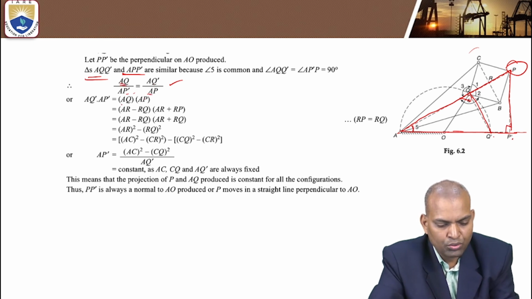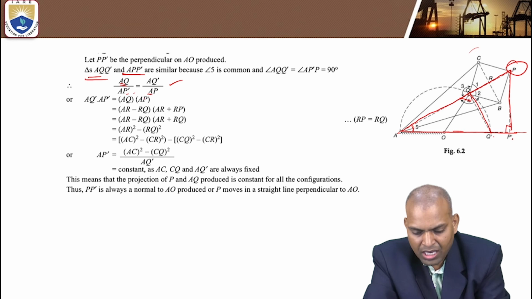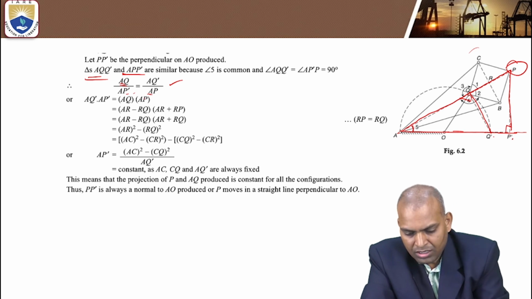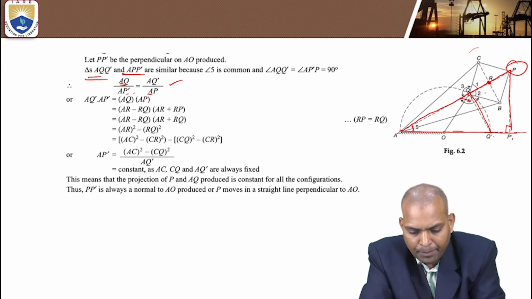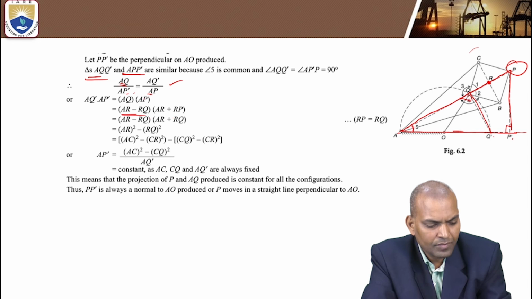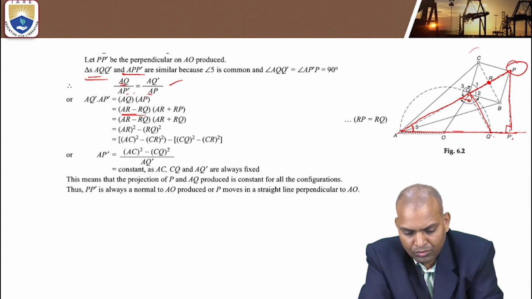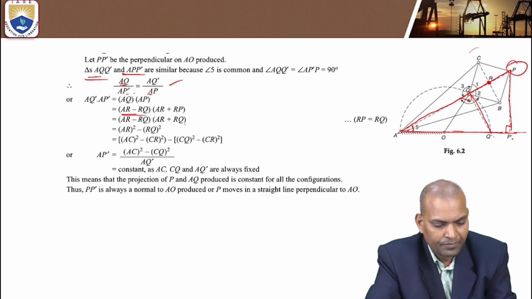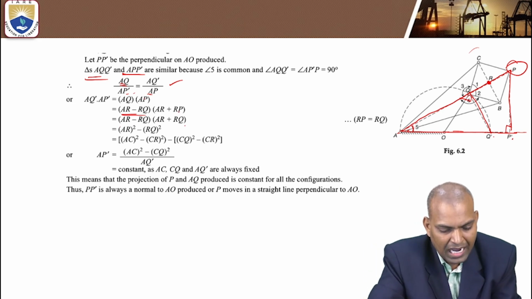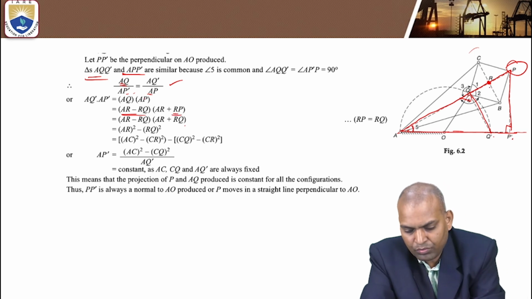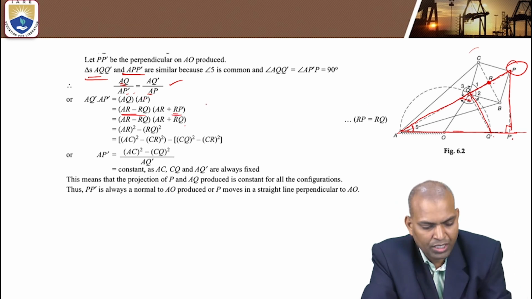Now what is that AQ? Again, coming back here. This AQ is equal to the portion up to here: AQ equal to AR minus QR. Then AP equal to AR plus RP. Now this RP is equal to RQ, since both remain equal.